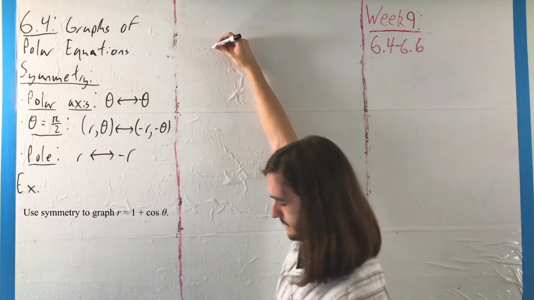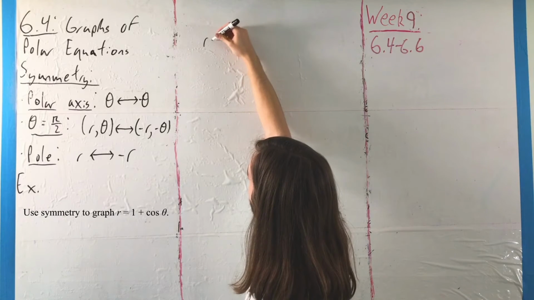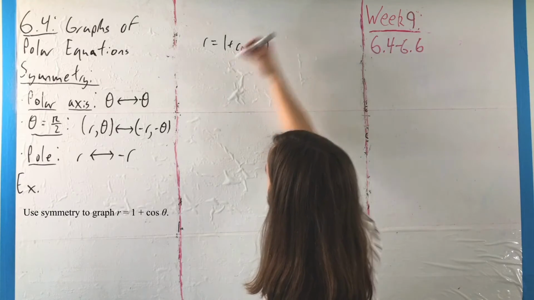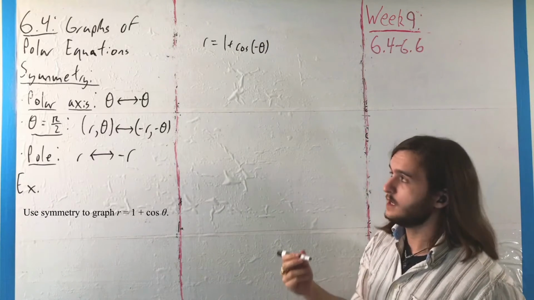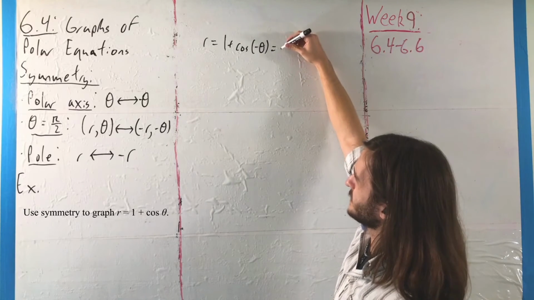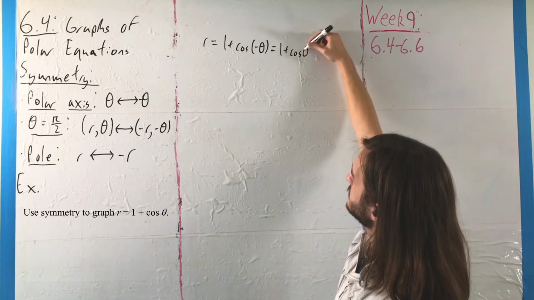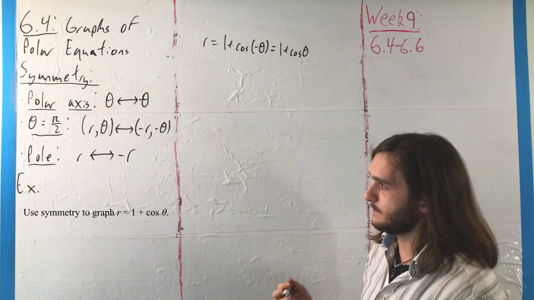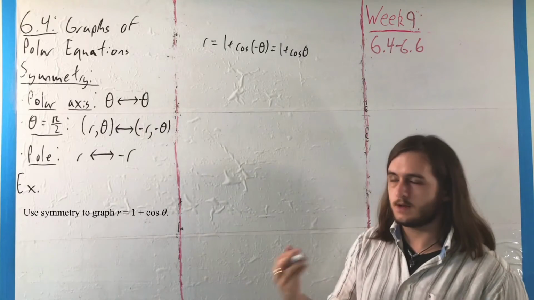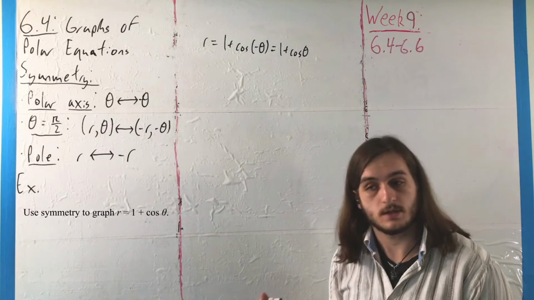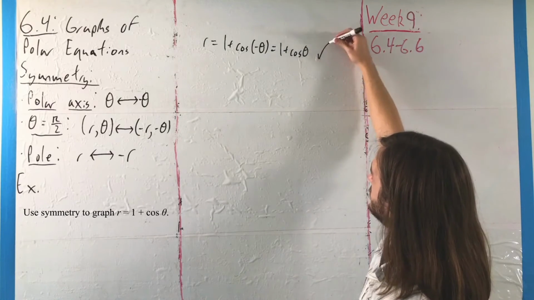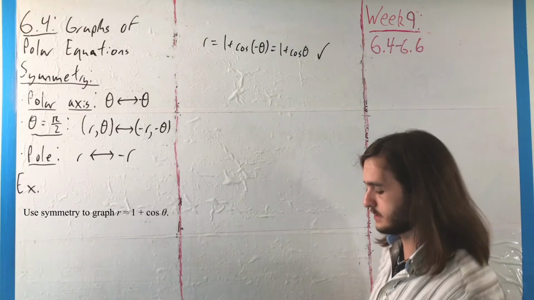So for the first case, if I take r equals 1 plus cosine of negative theta, knowing that cosine is an even function, that negative by itself actually doesn't do anything. So that's just 1 plus cosine of theta, which tells me that because switching out the theta with a negative theta still returned essentially the same equation, we have that symmetry. That is, we have symmetry with the polar axis.